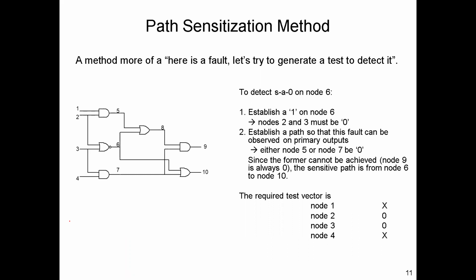So suppose we wanted to detect a stuck at the 0 fault on node 6. Node 6 stuck at 0. The symbol is SA0. We want to generate a test vector at the primary inputs, nodes 1, 2, 3, 4, in order to detect this fault at the primary outputs, node 9 and node 10.